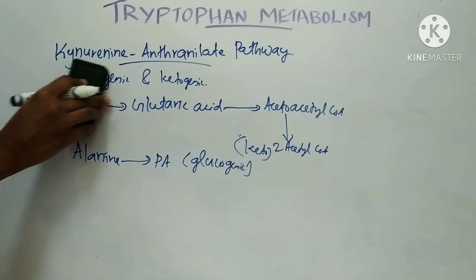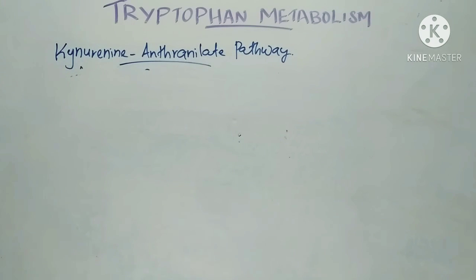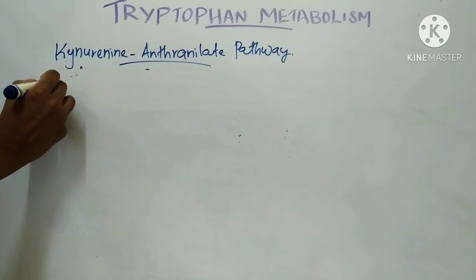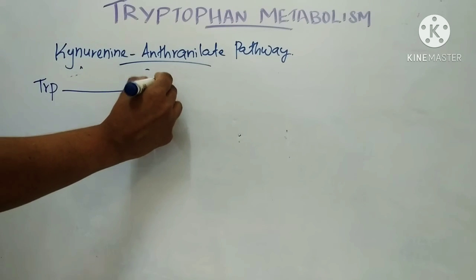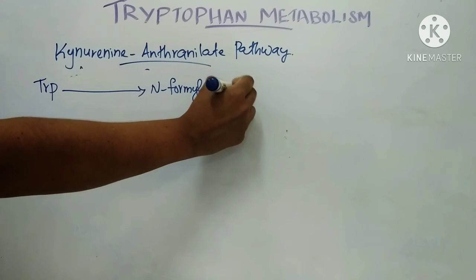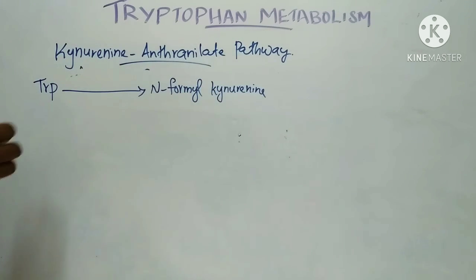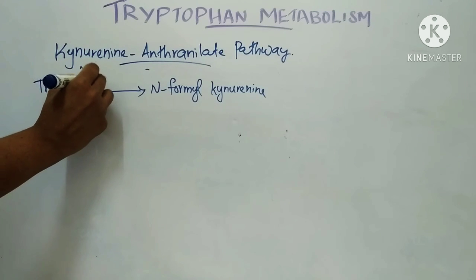So let's see the pathway that is known as the Kynurenine Anthranilate Pathway. The first step is the conversion of tryptophan to N-formyl kynurenine. This is by the enzyme tryptophan pyrrolase.